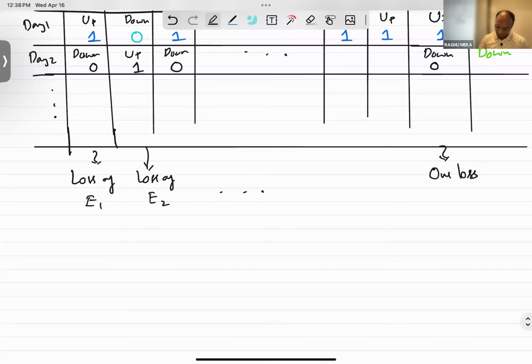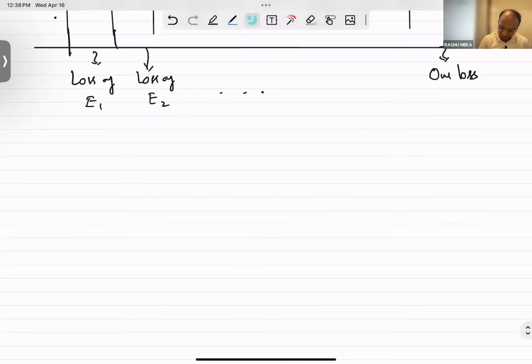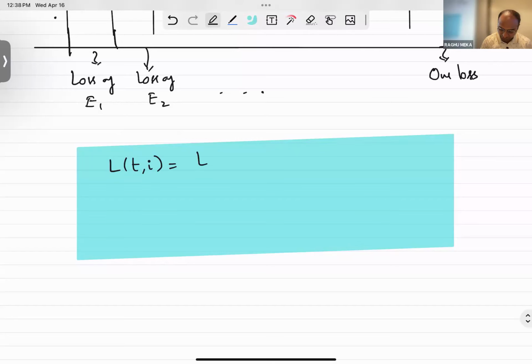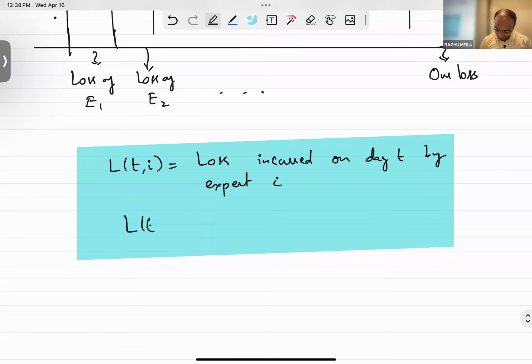So let's just set up some notation to make it easier to talk about these things. Let's say L of t comma i is the loss incurred on day t by expert i. And L of t is just the loss incurred by our predictor.